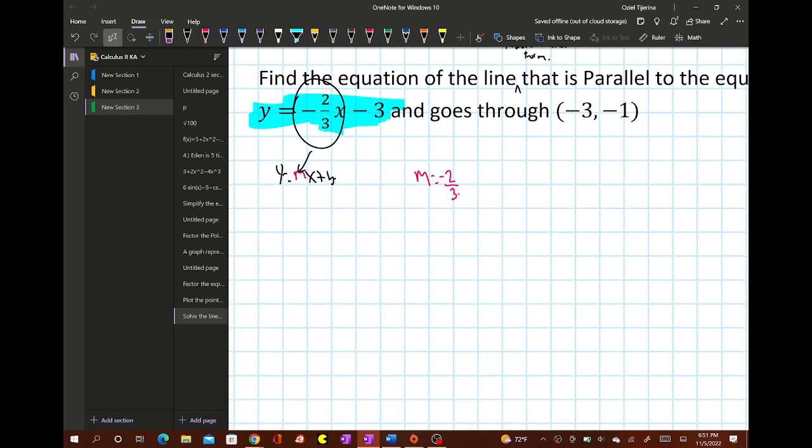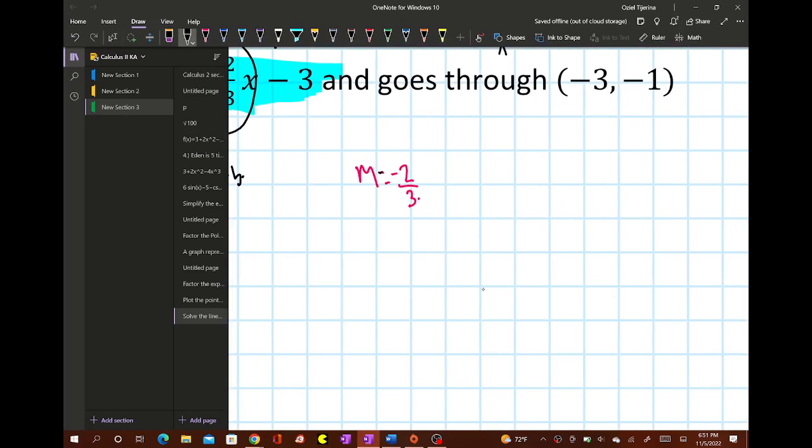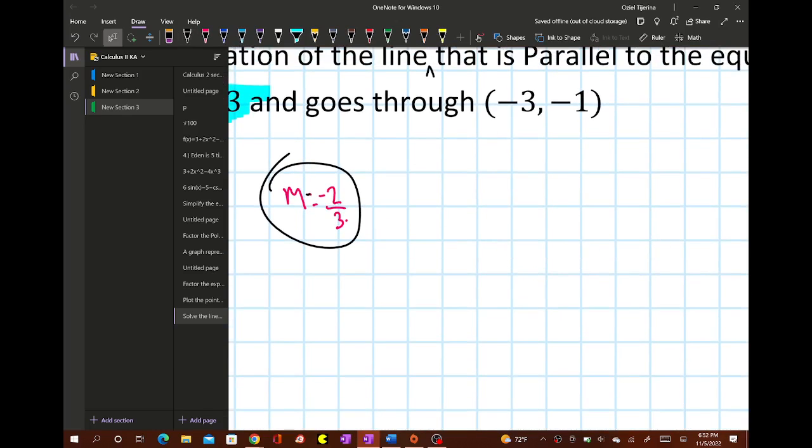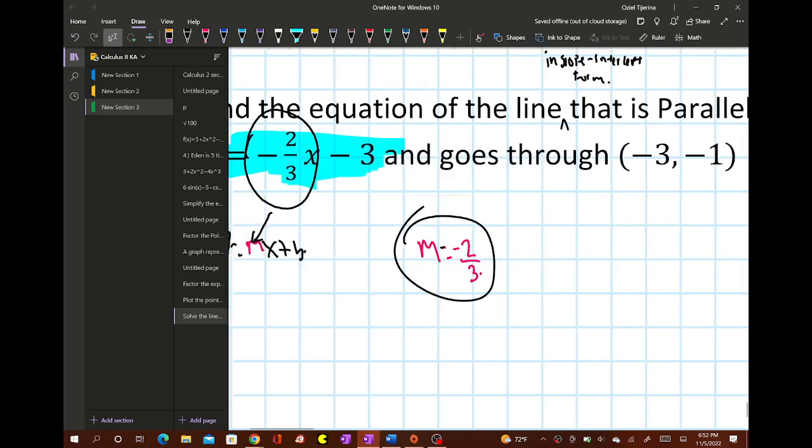But it says it goes through negative 3, negative 1. So don't confuse yourself and think it's this line, because it's not. I've done that before, and no, it's not. So what we need to do is, because we have a slope and we also have an x and a y coordinate, we can use those to find the equation of the line that is parallel to this equation.